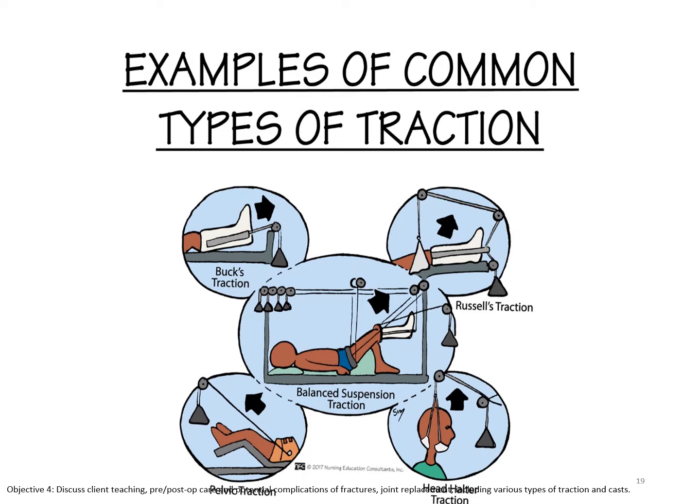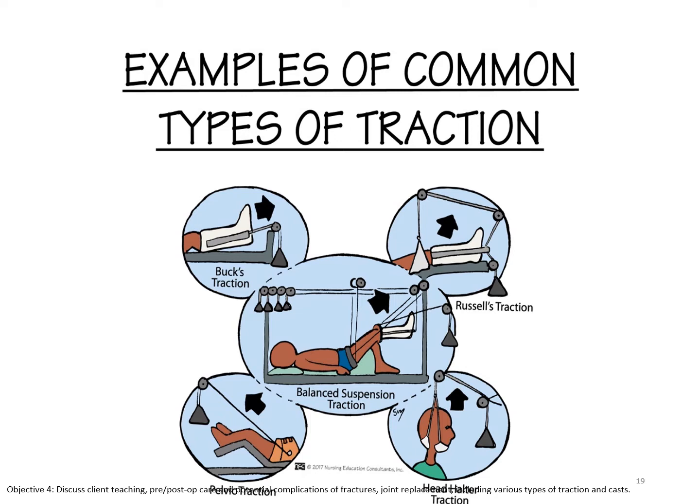We also have the balanced suspension traction, and it's used in patients 3 and older. It's typically on the upper tibia and thigh. It's with 20 to 35 pounds of weight, and it helps the realignment of fractures of the femur. Sometimes when you realign those fractures of the femur, you're also going to help them with the relief of muscle spasm pain that's associated with it.